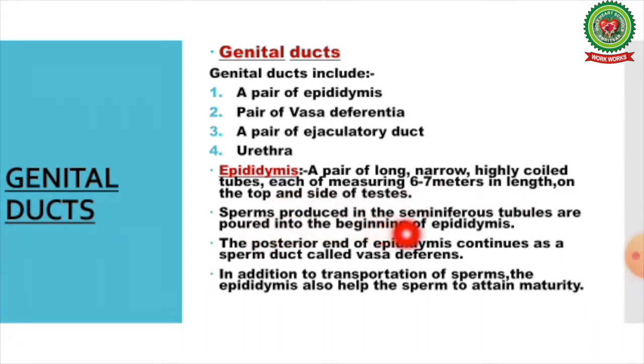Sperms produced in the seminiferous tubules are poured into the beginning of epididymis. The posterior end of epididymis continues as a sperm duct called vas deferens. In addition to transportation of sperms, the epididymis also helps the sperm to attain maturity.